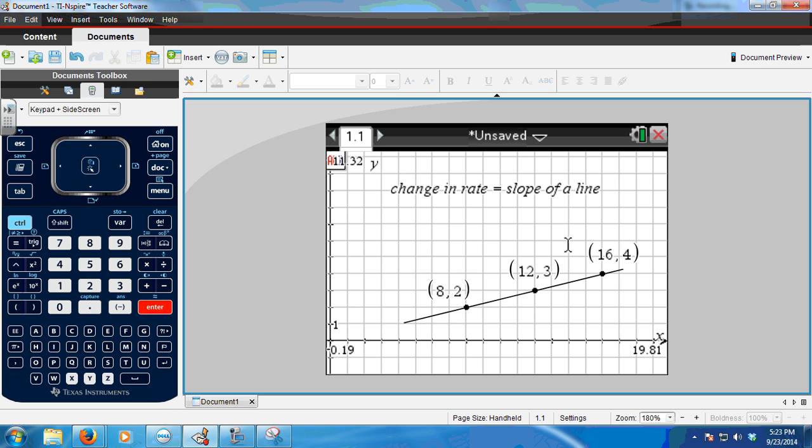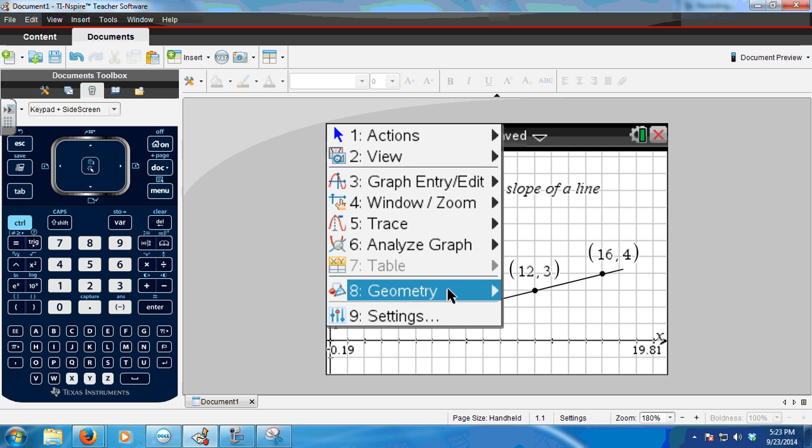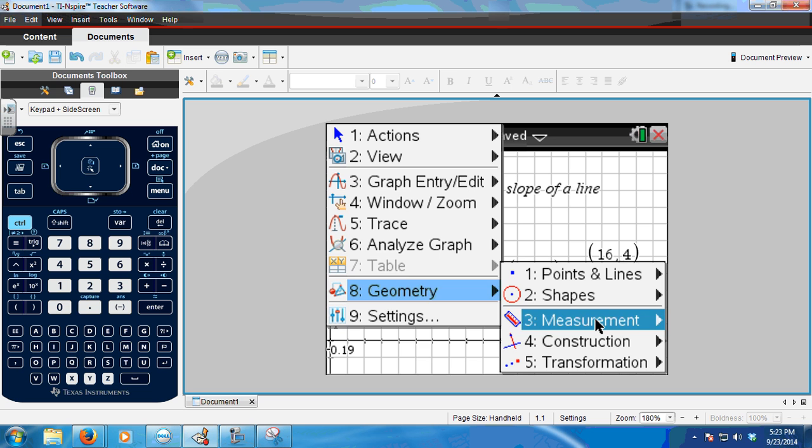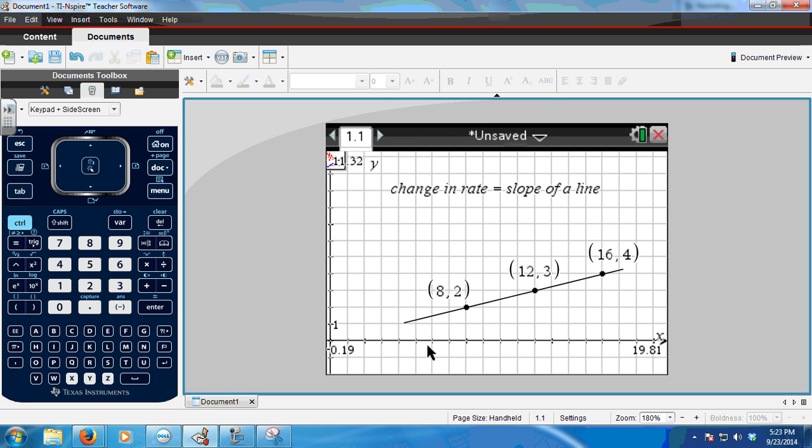So what we're going to do is identify exactly that. What is the rate of change of this line? Because these 3 points make a line, are linear, and represent a linear relationship. So every linear relationship has a rate of change, it has a slope. So we're going to go to our menu, go to the geometry aspect, and again we are going to measure the slope of this line.